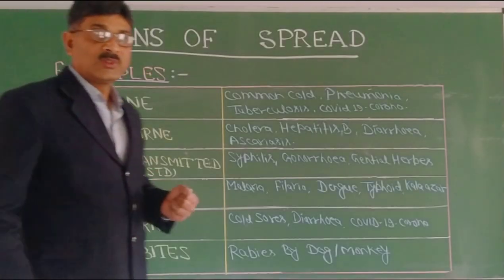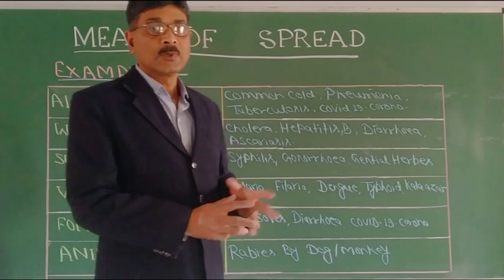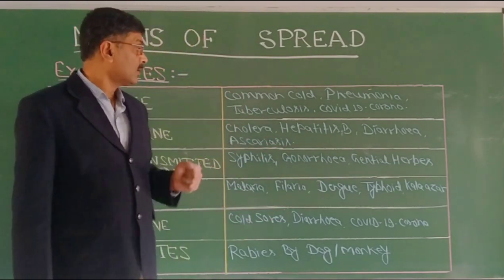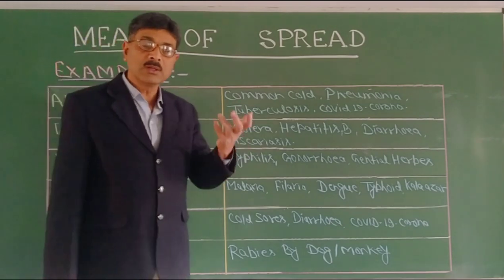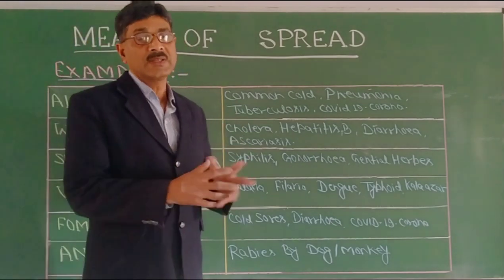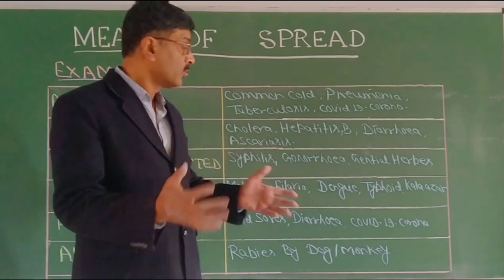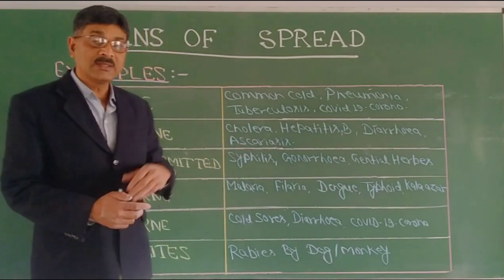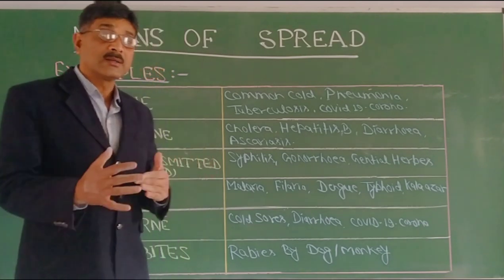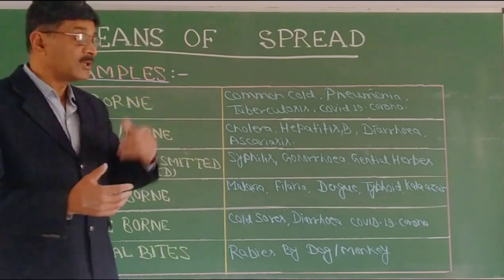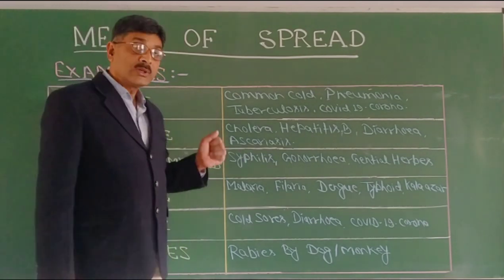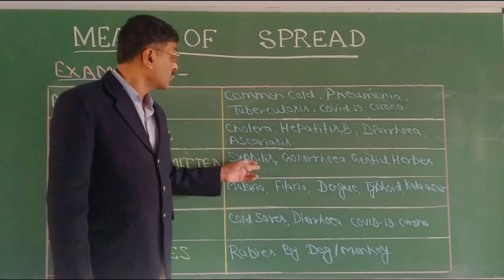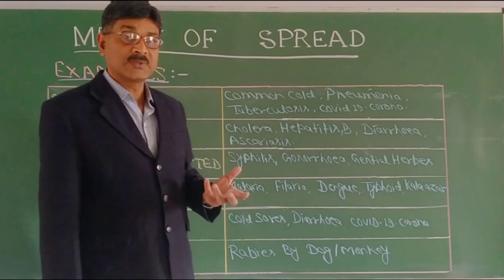Here these are the examples of diseases caused by different means. Common cold, pneumonia, tuberculosis, corona, these are airborne diseases spread from person to person through air. Cholera, hepatitis, diarrhea, ascariasis, these are transmitted by water, by contaminated water, contaminated food. By sexual contact, it is also termed as STD, sexually transmitted disease. Syphilis, gonorrhea, genital herpes, candidiasis.